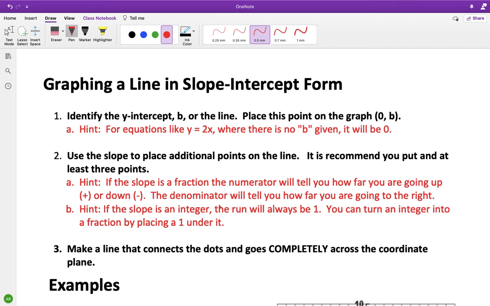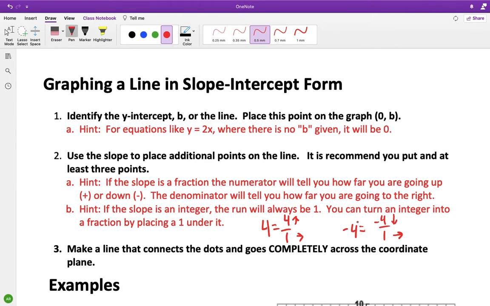So an integer is a number, positive or negative, quote-unquote, whole number. Negative numbers aren't technically whole numbers, but that's fine. So if it's a number that's not a fraction, you can turn that integer into a fraction by placing a 1 under it. So, for example, let's say the slope is 4. We could just say that's the same as 4 over 1 to indicate we're going up 4, right 1. Let's say if the slope is negative 4, we could say that is negative 4 over 1, which means we're going down 4, right 1.